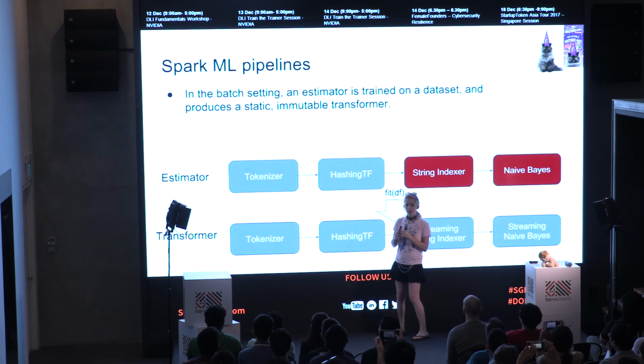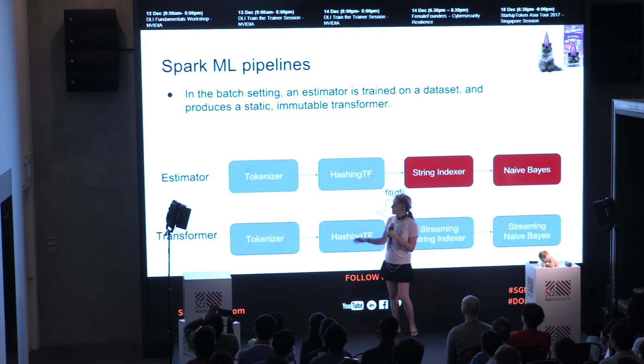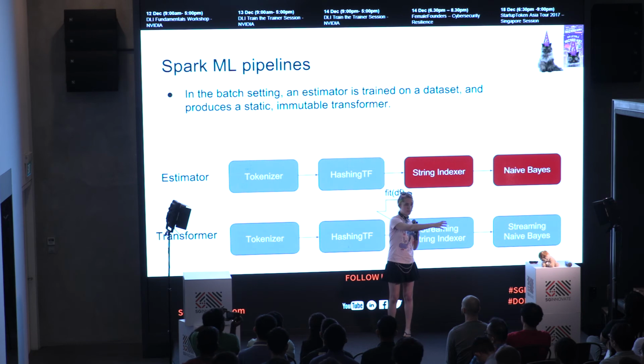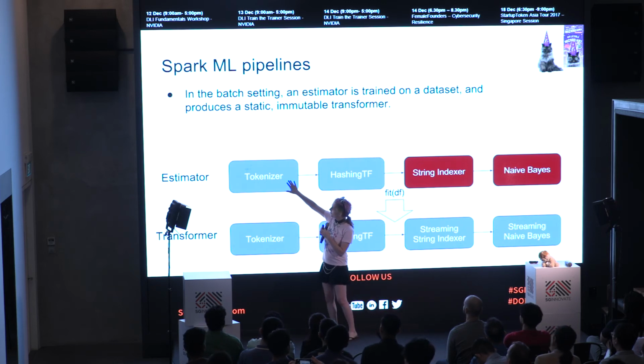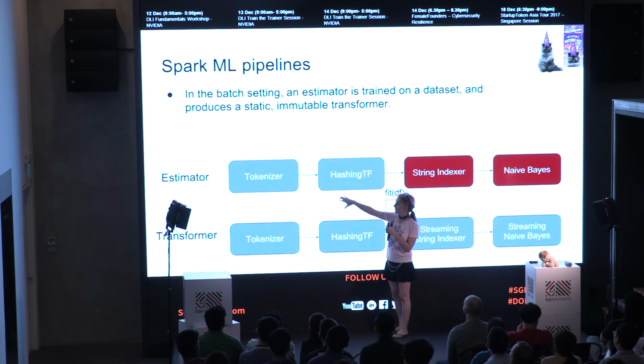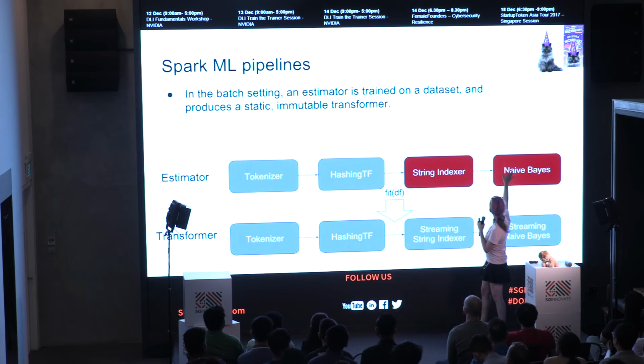So how many people have used scikit-learn? Are there fewer people than I hoped? Okay, so Spark ML pipelines essentially are the stealing of the scikit-learn API and re-implementing it poorly on a distributed system. And so Spark ML pipelines, you can think of these being the different things that are happening. So we've got tokenizer, hashing TF, string indexer, and naive Bayes.